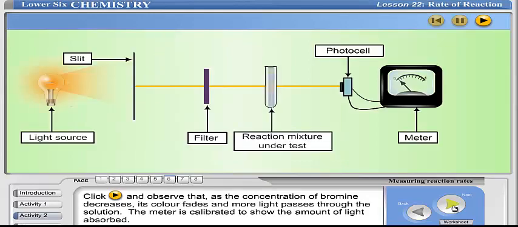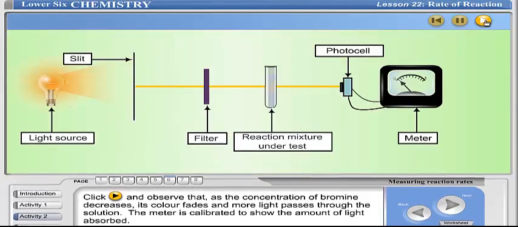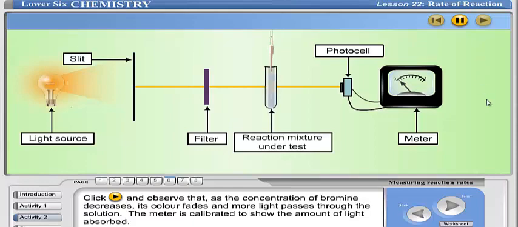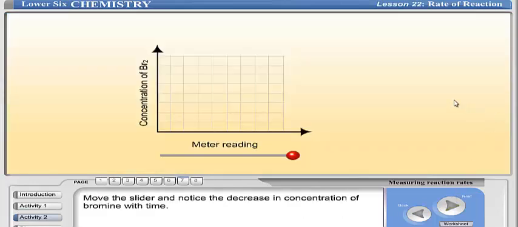Click the play button and observe that as the concentration of bromine decreases, its color fades and more light passes through the solution. The meter is calibrated to show the amount of light absorbed. Move the slider and notice the decrease in concentration of bromine with time.